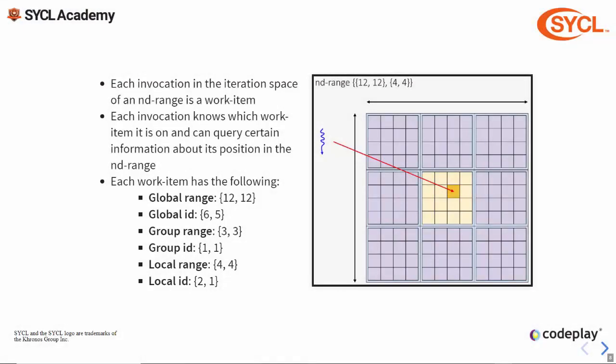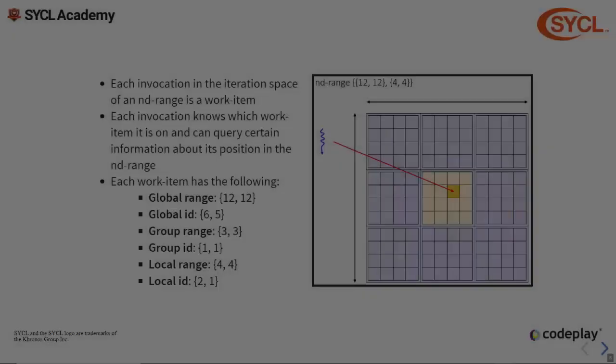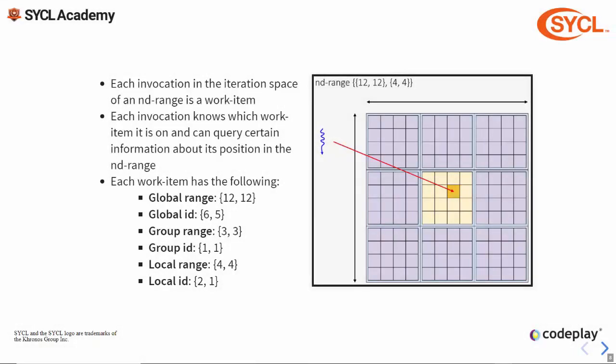When you enqueue a kernel function over an ND range, that function will be invoked exactly once per work item in the iteration space. Each invocation of the kernel function knows which work item it is on and can query information about its position in the ND range iteration space. Each work item has the following knowledge about its position in the ND range. Here we have an example to demonstrate this. First we have the global range.